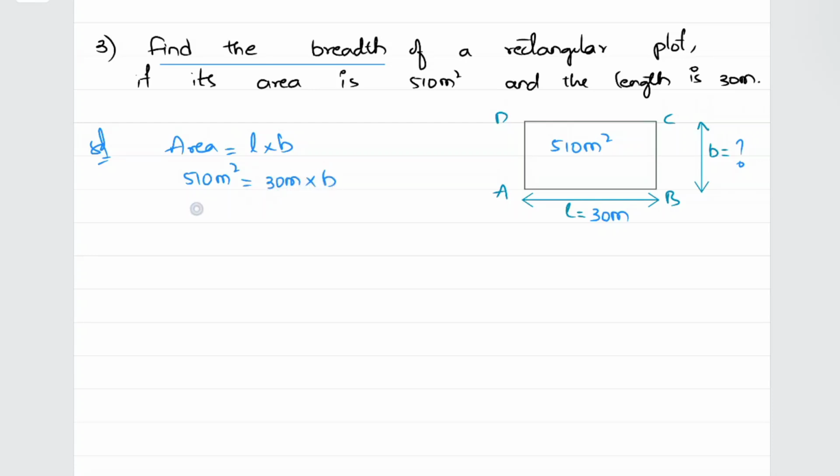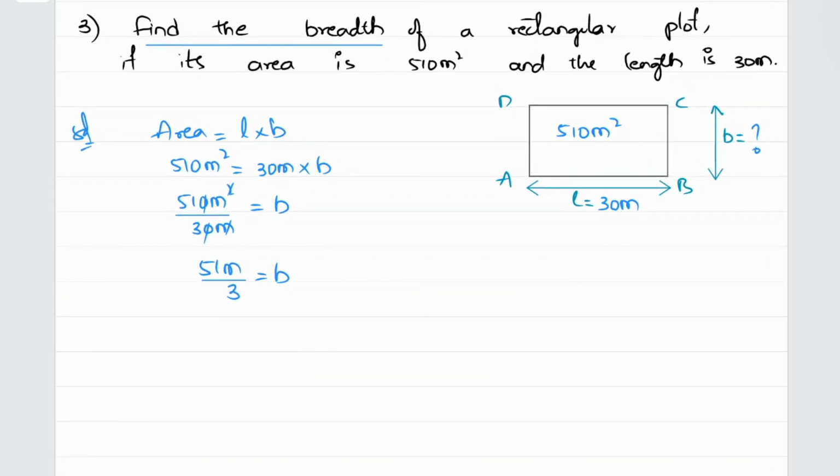So if you shift this number here, it is multiplication, so when you shift it to the other side, it will become division. 510 by 30 is equal to B. Zero, zero cancel. So 51 meter. Can we cancel meter and meter square? Meter square will get cancelled. So 51 meters by 3 is equal to B.